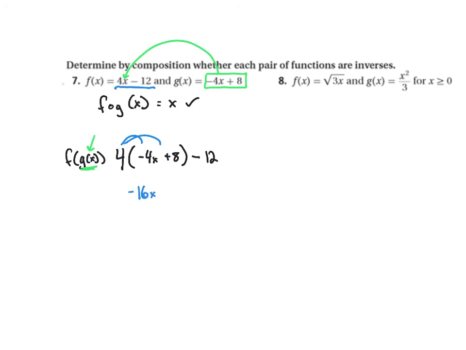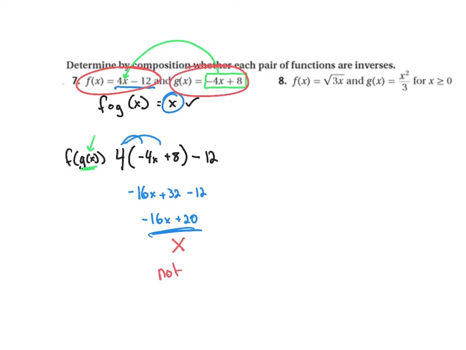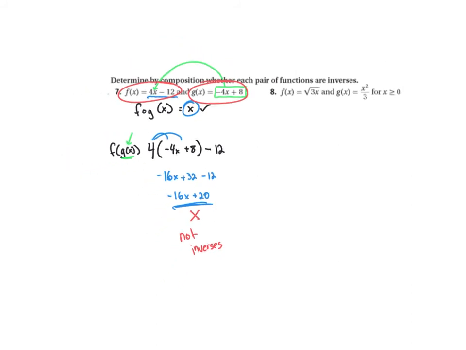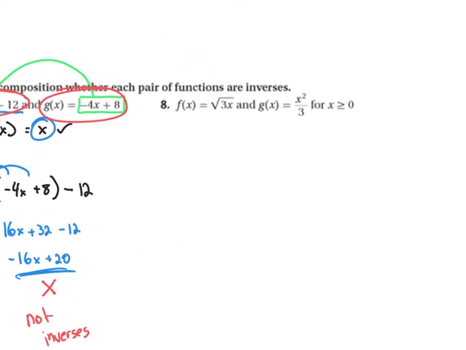Okay, let's do it. Negative 16x plus 32 minus 12. So if I put these together, negative 16x plus 20. That is not x. Therefore, these are not inverses of each other. Okay, let's try the next one. Here we go. Let's try it again.